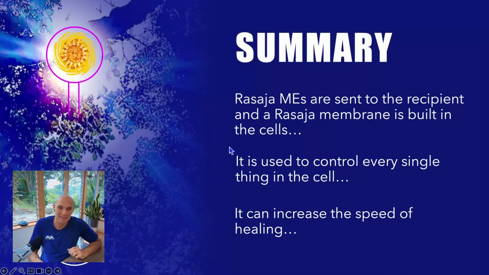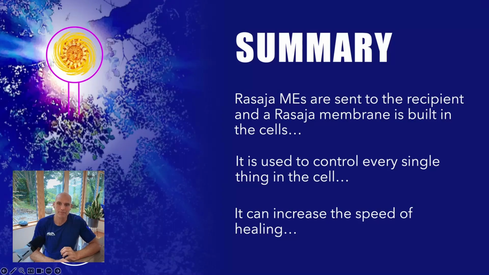Rasaja MEs are sent to the recipient, and a Rasaja membrane is built in the cells of the affected area wherever we're working. It's used to control everything in the cell, and it can increase the speed of healing. Those are the takeaways from the Rasaja membrane method.